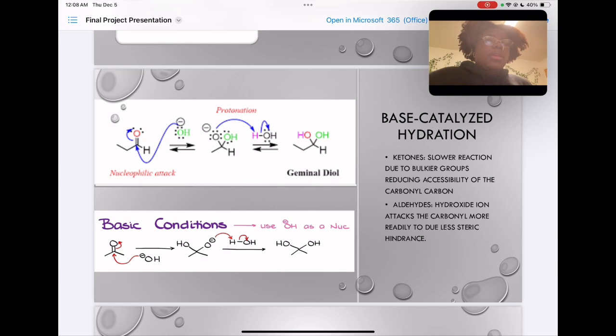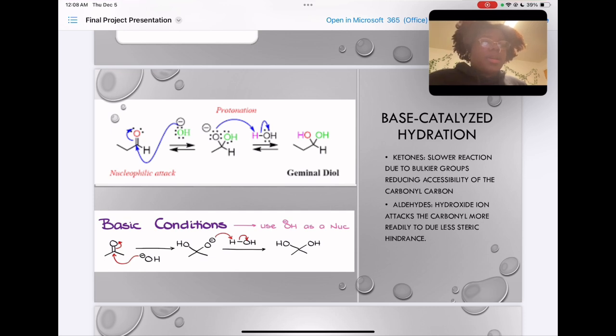And so the first step is going to be the nucleophilic attack of your hydroxide ion. So the hydroxide ion is going to be the OH minus. That's going to attack your carbonyl carbon, and then the electrons in the double bond will move to your oxygen, creating an alkoxide ion. Your next step will be protonation of your alkoxide ion. So it's going to be protonated with a hydrogen from water, which will result in your 2 alcohols, or your geminal diol, and that's going to be the same thing for ketones as well.